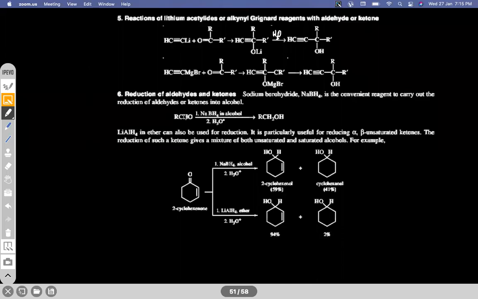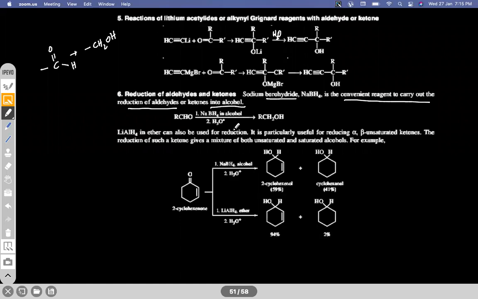This one is important. When we have RCHO, we are doing reduction. C double bond O on reduction converts into CH2OH. This you can memorize. Aldehyde on reduction gives you 1 degree alcohol. Ketone on reduction gives you 2 degree alcohol. Sodium borohydride, NaBH4, is the convenient reagent to carry out the reduction of aldehyde or ketones into alcohol. NaBH4 in alcohol, then H plus, H2O, gives you this.